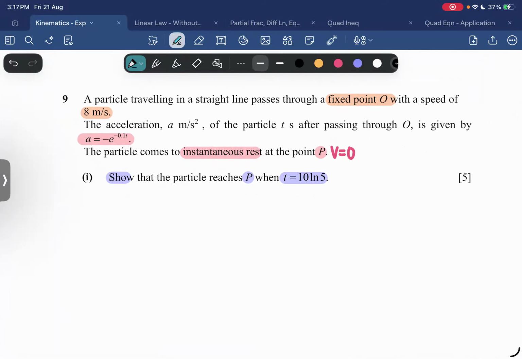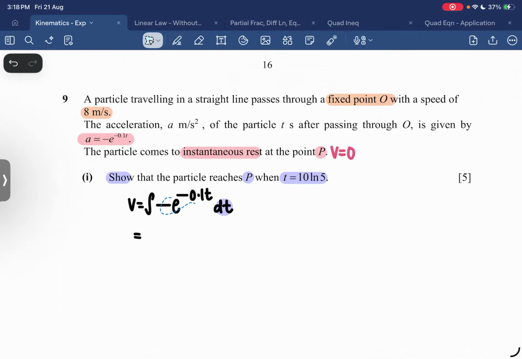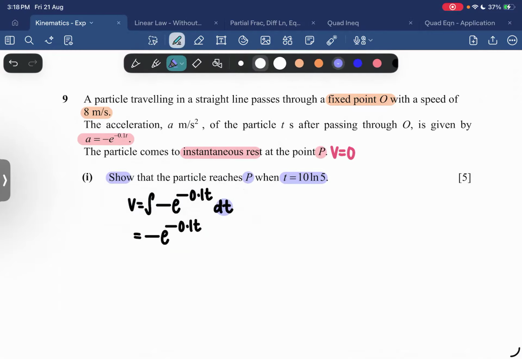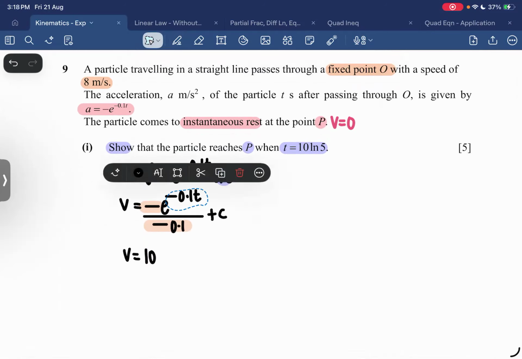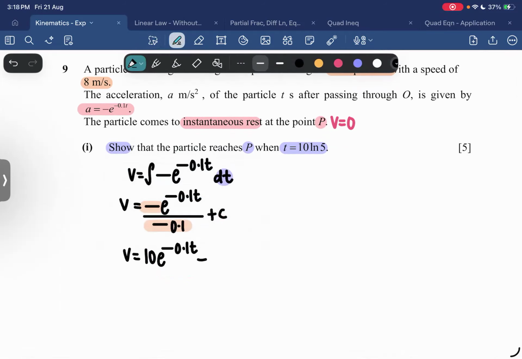In order to find v, I need to integrate my exponential with respect to dt, not dx, make sure it's dt. So how to integrate exponential? You copy, divided by the differentiated power, which is negative 0.1, then plus c. So this is my v. Can you simplify the numbers? Minus 1 divided by minus 0.1, there is 10 of this, plus c.